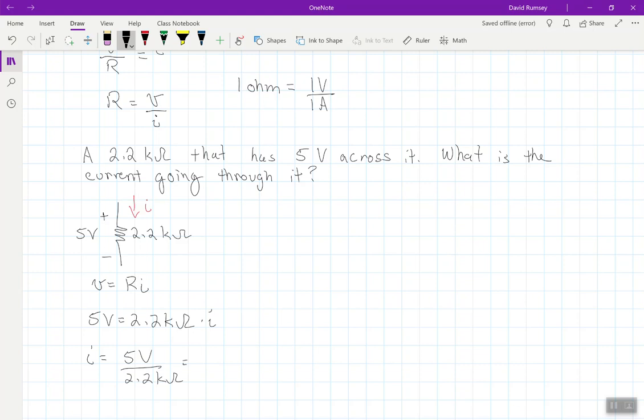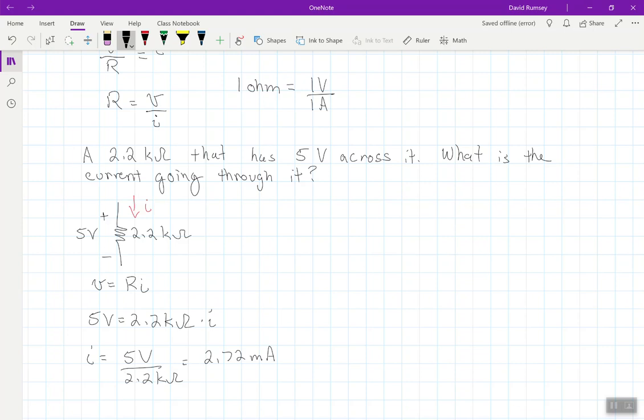we wind up with approximately 2.72 milliamps of current. And it's important that you make sure you get your units right. Again, because 2.2 kilo ohms is the same thing as 2,200 ohms. So when you're doing this arithmetic, it's actually 5 volts divided by 2,200 ohms. You have to always make sure to use that scientific notation.